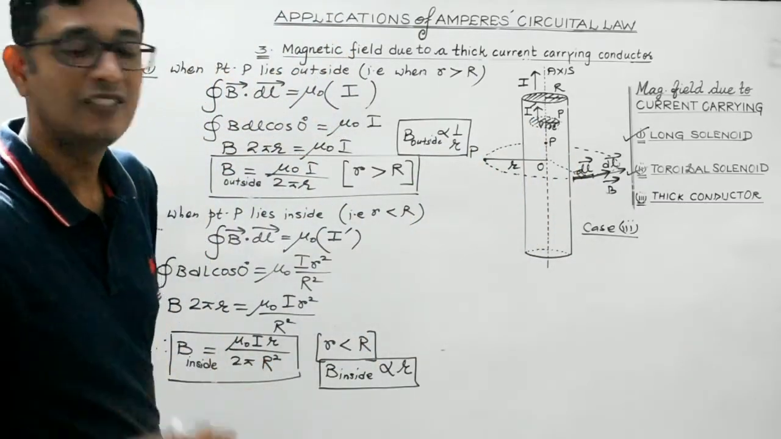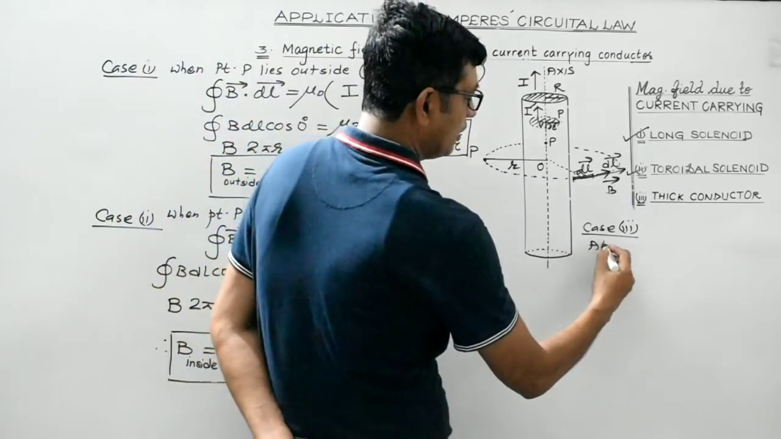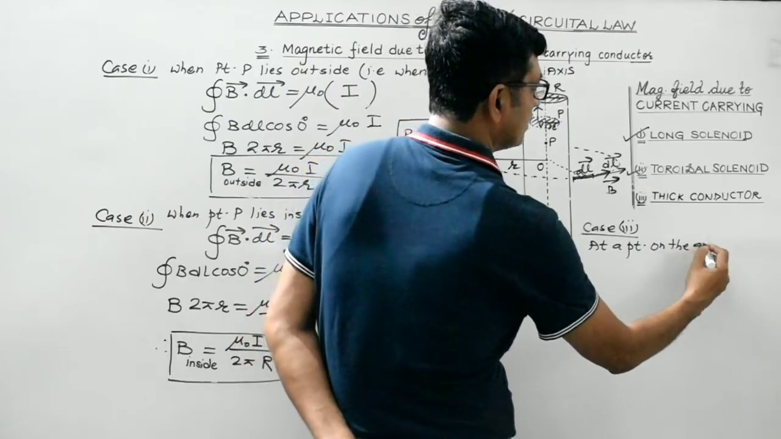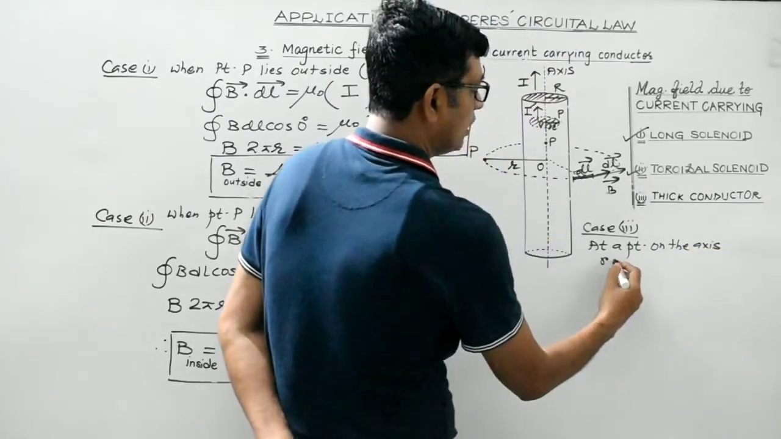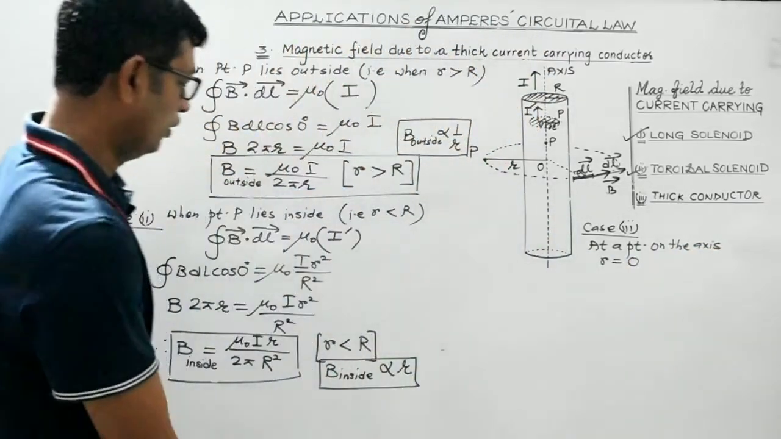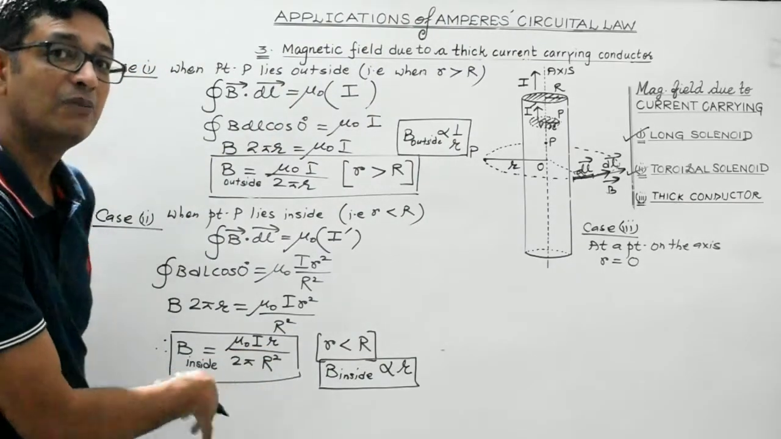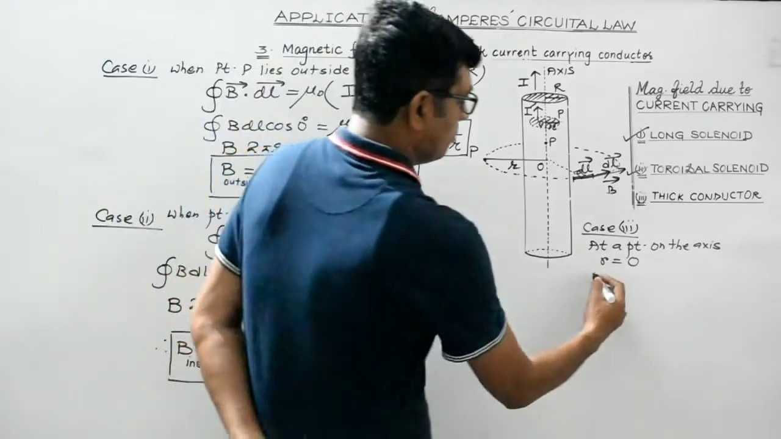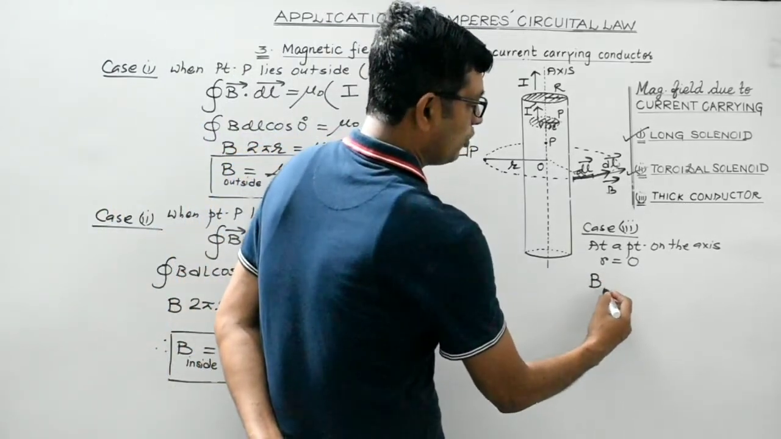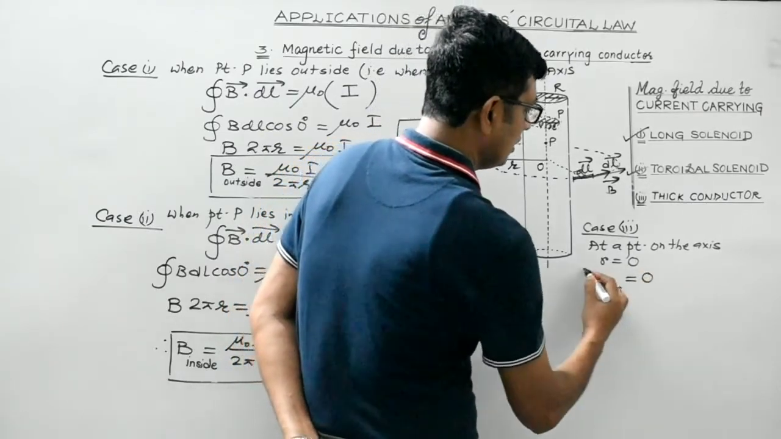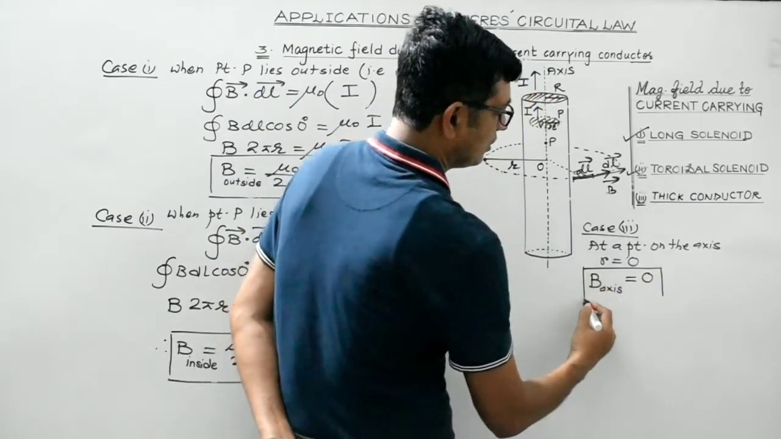It will become 0. So at a point on the axis, small r is equal to 0. So you can substitute the value of small r as 0 over here. So the magnetic field becomes 0. So magnetic field at a point on the axis of a current carrying conductor is always 0.